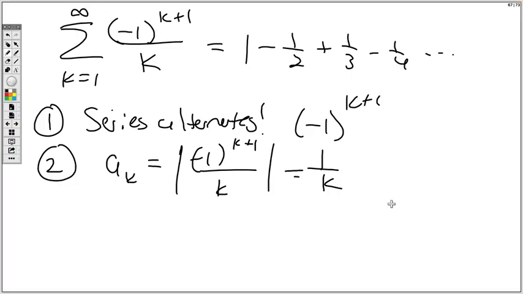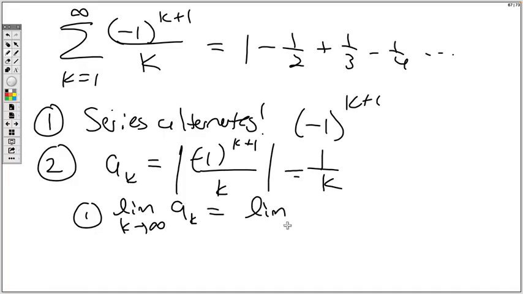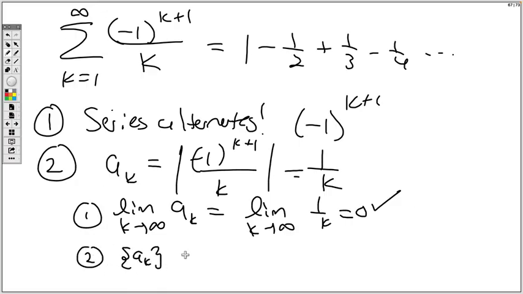So I have two things to verify. Number one, I need to know that the limit as k goes to infinity of the a sub k is 0. There it is. So this is the only situation where the kth term going to 0 is part of the test. You follow? And then 2, I need to know that the a sub k are decreasing. So I need to know, is a sub k plus 1 less than a sub k?